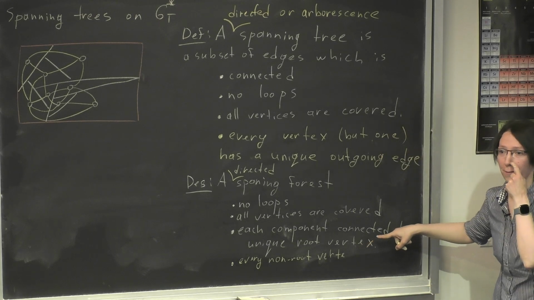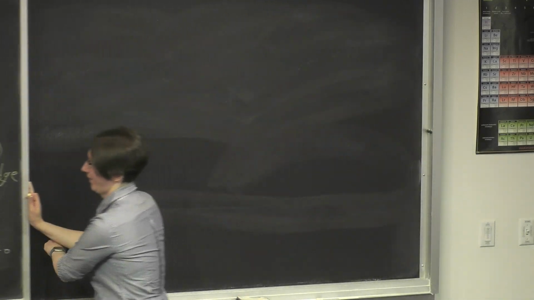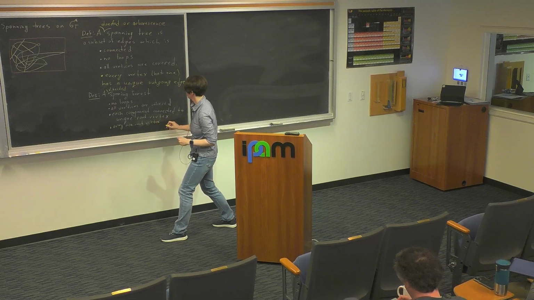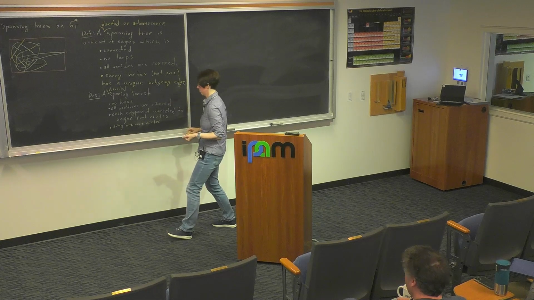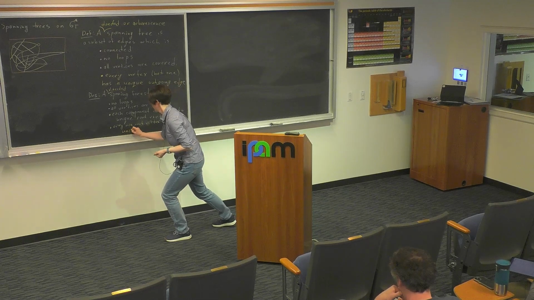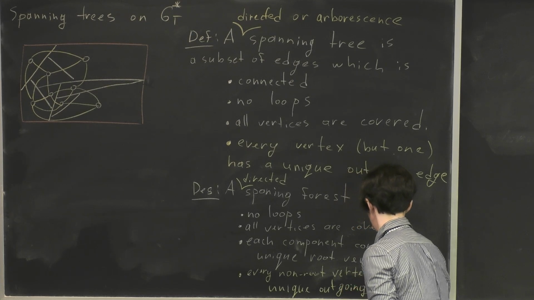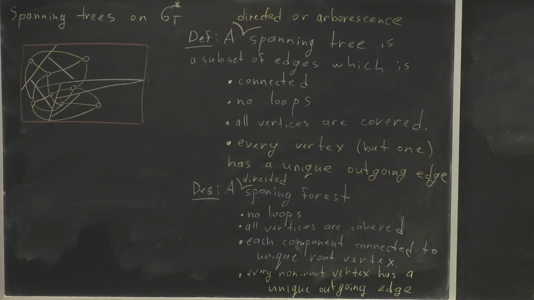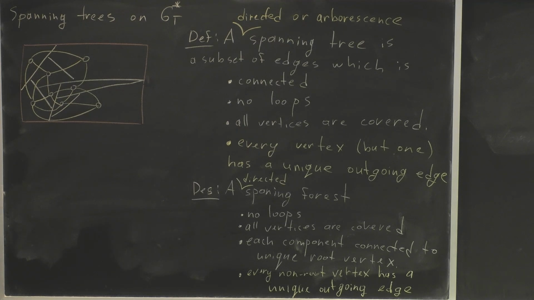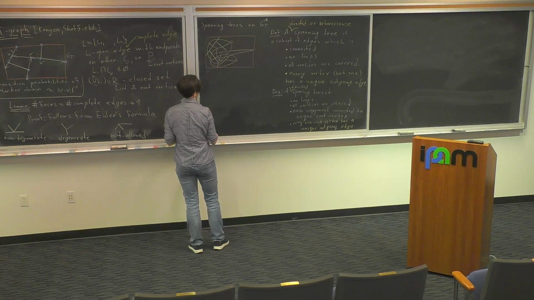This is not visible, right, for half of the people. Sorry, I forgot about it. We can fix it. So if every non-root vertex has a unique outgoing edge. Okay, so let us just draw an example of a tree on the dual graph.